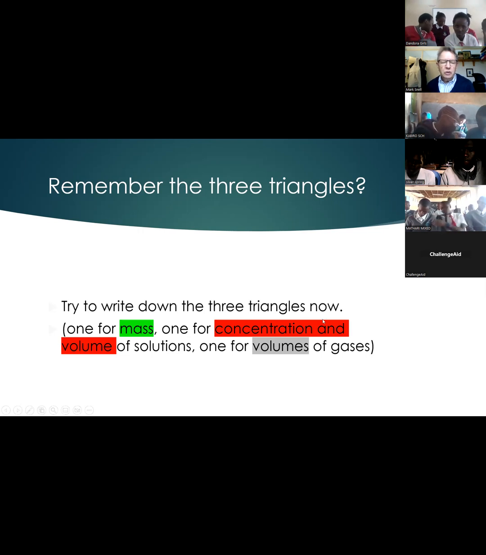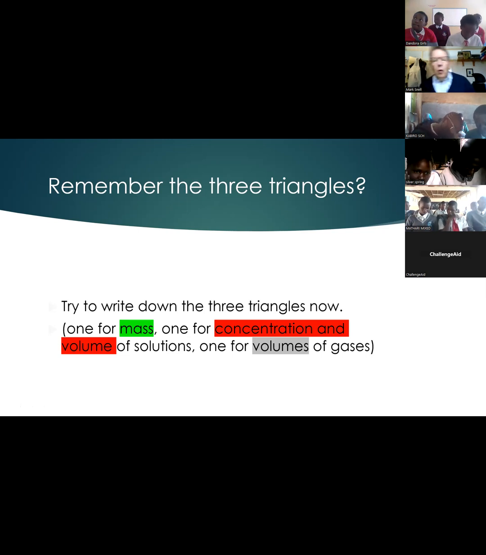So the second one was for solutions, and that had moles and concentration and volume in it. Moles and concentration and volume. We will look at all of them in a minute. If this doesn't make much sense, don't worry. We will look at all of them in just a minute. Anybody got a second triangle? Either the gases one or the solutions one. Anybody? Kabiro. Kabiro coming up.